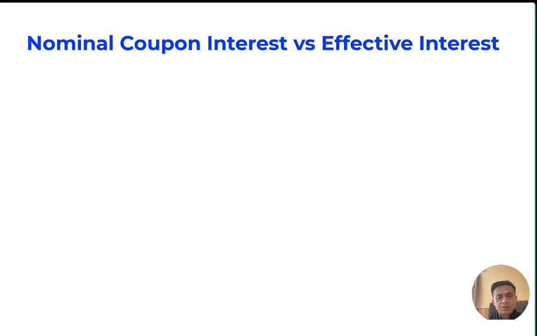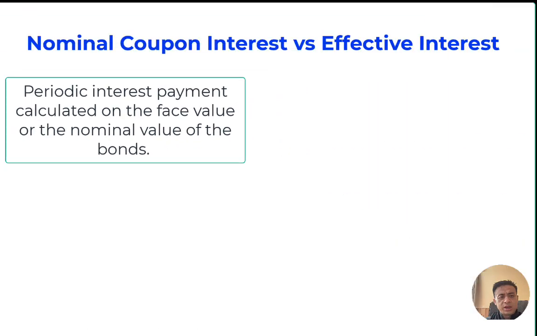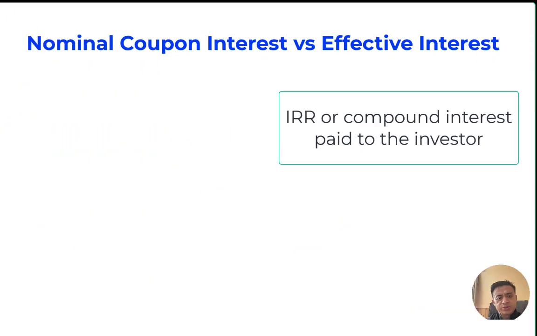Before we find the solution to the problem, let's try to understand two things mentioned in the question. There is the nominal coupon rate and the effective interest rate. The coupon interest is the periodic interest payment made to the investor, calculated on the nominal value of the investment, while the effective interest is the rate of return expected by the investor on the investment, which is calculated as compound interest or an internal rate of return.